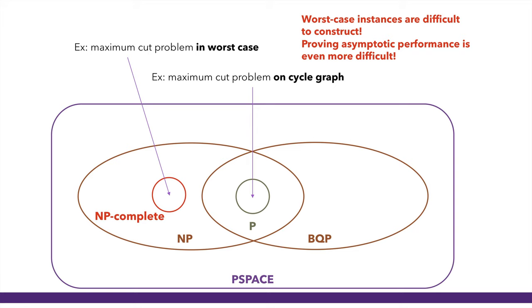So often what people resort to is just running the algorithm and looking at the numerics and seeing how well it scales. But given the difficulty of finding hard instances, this should always be taken with a grain of salt, and great care really should be applied when talking about quantum optimization and its performance.